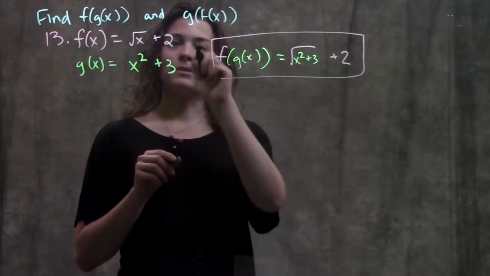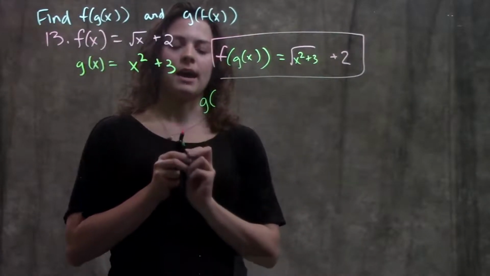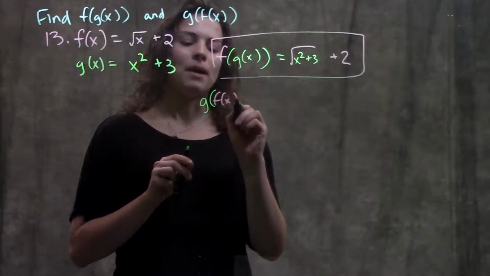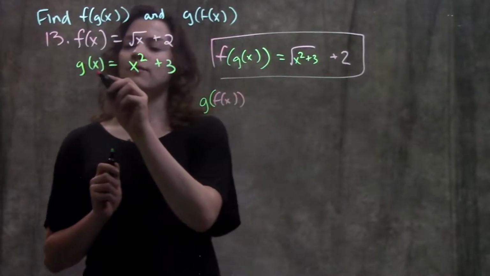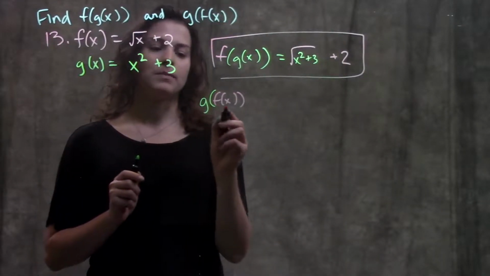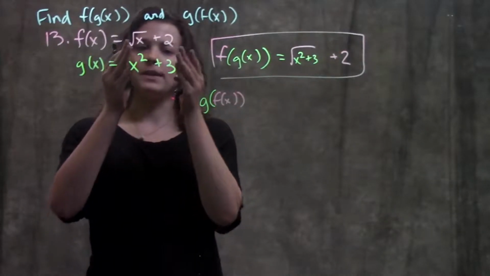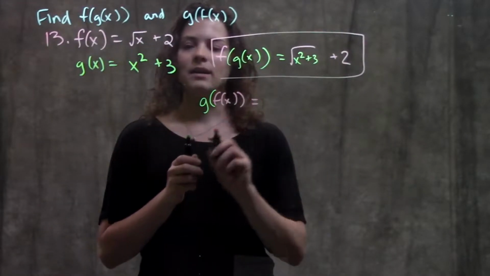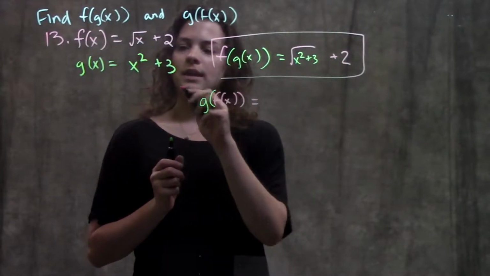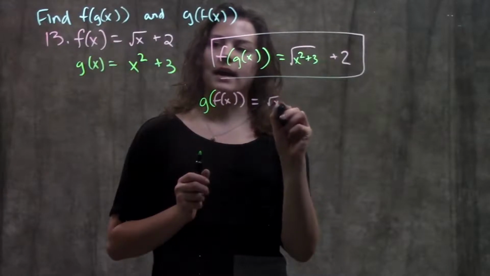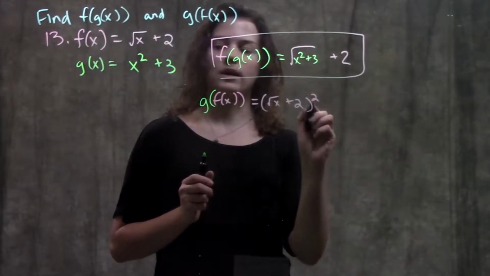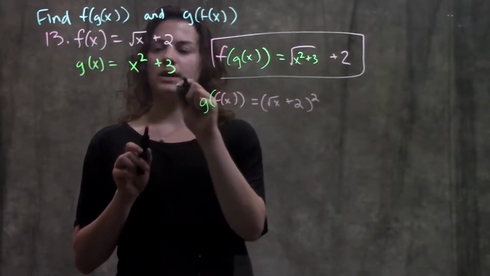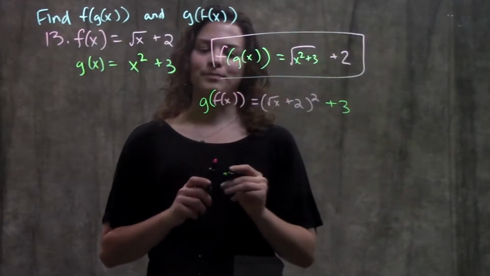Now part B is asking for the reverse. Now I have g of f of x. But I do the same thing. Instead of plugging in an x for my function, I'm going to plug in an f of x. I'm just going to plug this entire function in wherever I see an x here. When I do that, I get this whole thing squared. So rad x plus 2 squared, and then a plus 3 from my g of x function.